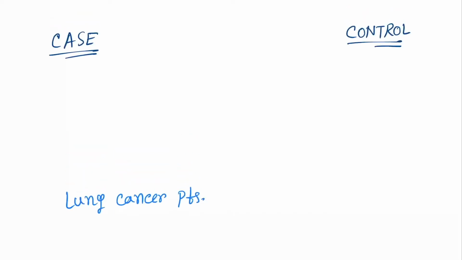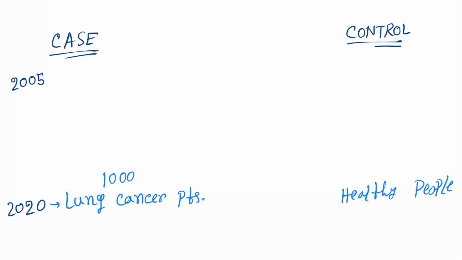Now let's understand. There will be two groups, case and control. In case we'll keep the lung cancer patients, and in control we'll take the healthy people. Now this is 2020 and we'll go back to 2005, 15 years back. We take 100 lung cancer patients. Among these 100 lung cancer patients, 70 were smokers.